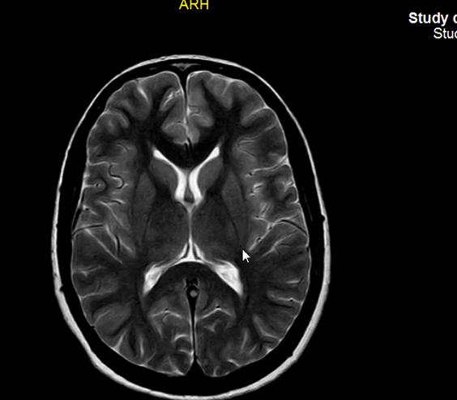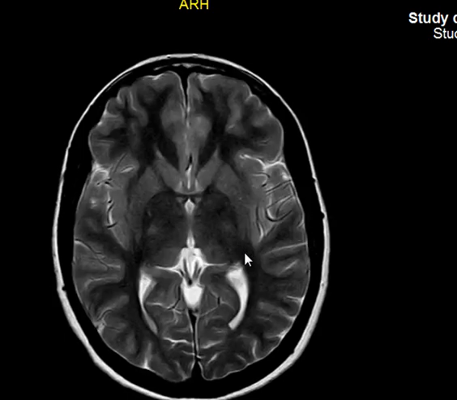Good. Now, the brain, the cerebrum part of the brain, is composed of lobes. How many lobes do we have? We have four. The frontal, the parietal, the temporal, and the occipital.